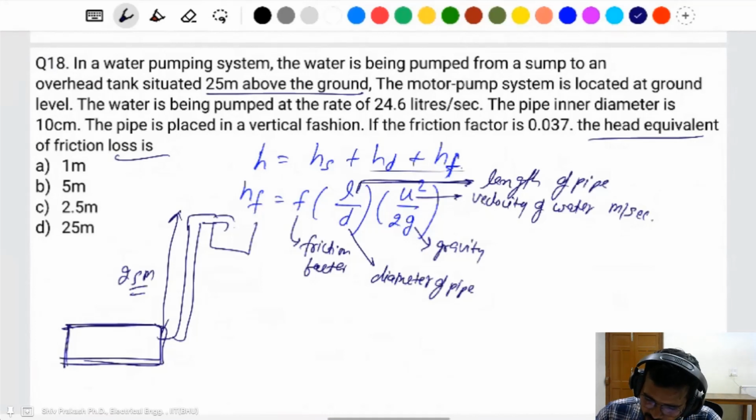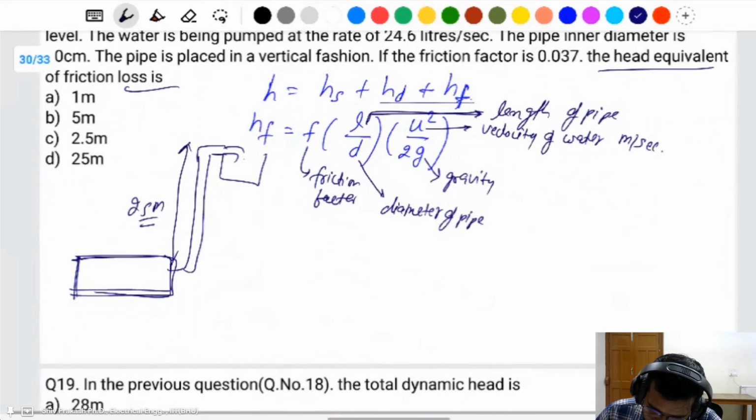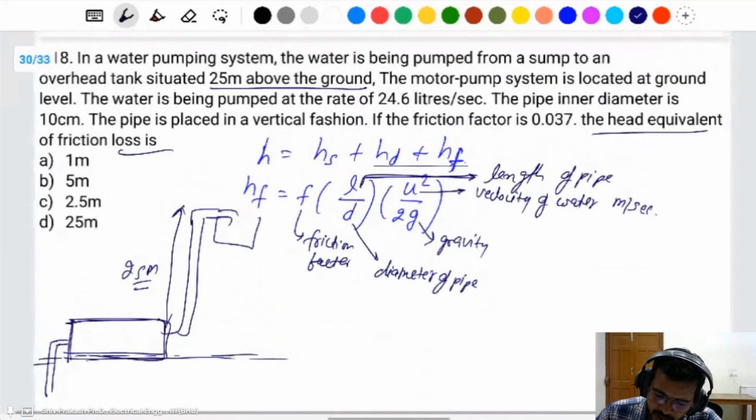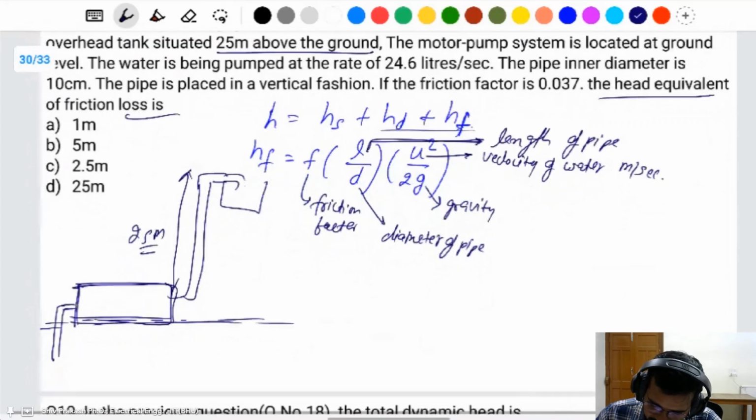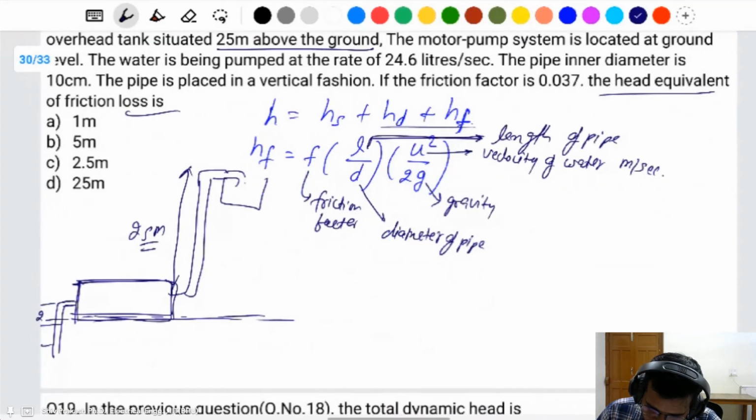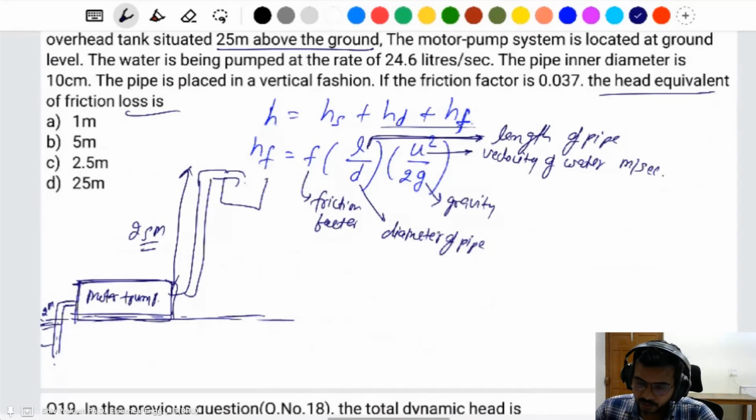First, if you want to calculate, there is also some ground suction level. There is 2 meter of suction head, I think this is missing in the question. The motor and pump is placed at the ground level, and there is 2 meter of suction head to take the water from below the ground level. There is 2 meter and 25 meter of overhead.